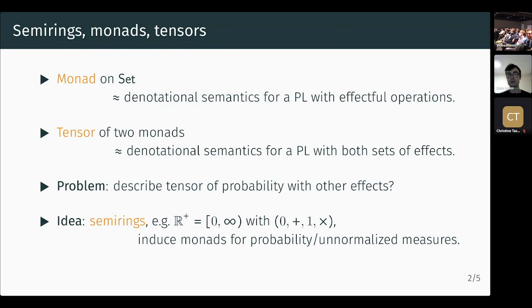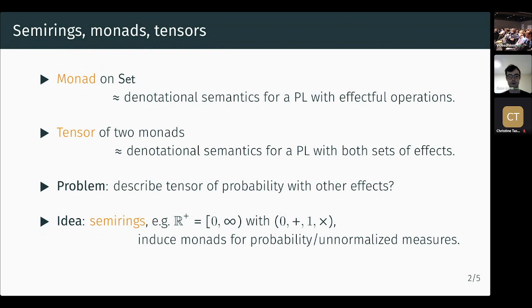When I talk about the tensor, I'm talking about an operation on monads. The tensor of two monads is a third monad that gives you semantics for having both sets of operations at once. It can be quite hard to give an explicit description of the tensored monad. So the problem we were interested in is to try to give an explicit description of the tensor when one of the monads you start with is probability.